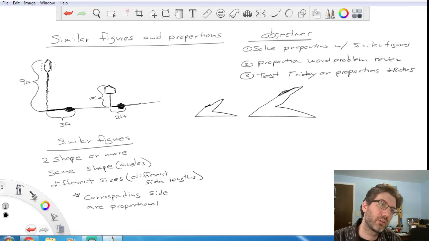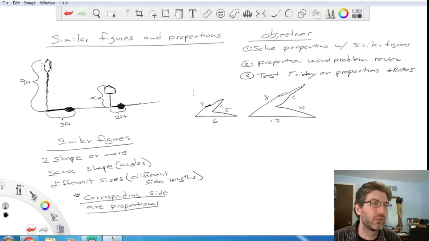I am not the greatest at drawing with the stylus yet. But here it said that this was 4, this length here was 1, this length was 5, and this length was 6. This length is 8, this length is 2, this length is 10, and this length is 12. It is telling you that these are similar figures, which means corresponding sides are proportional. So 4, this side here, on this shape here is an 8. You see how they line up? Those are the corresponding sides.